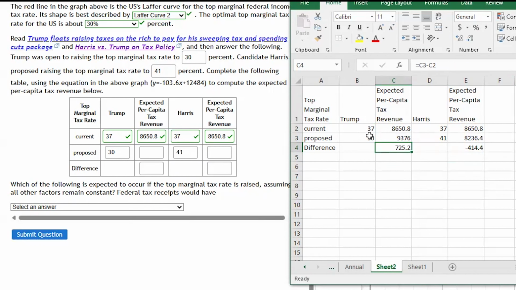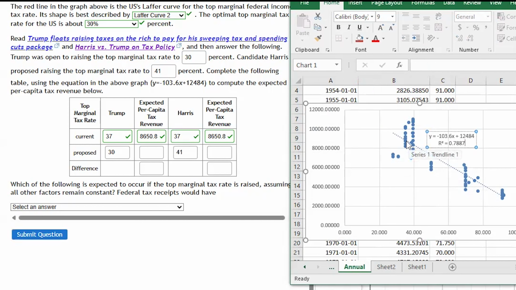So if Trump's proposal was to lower it to 30 and Harris's proposal was to raise it to 41, what would have happened to per capita tax revenues? What would have happened to that expected value? Well, you got to go back to the Laffer curve, right? If you're starting around 37% and you lower the tax rate, what happens is people at the higher end of the income distribution, they're hiding less of their income legally from the United States government.